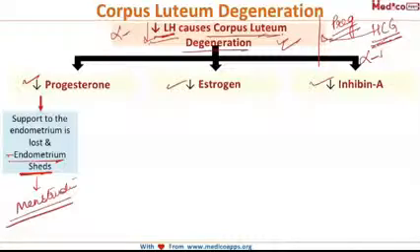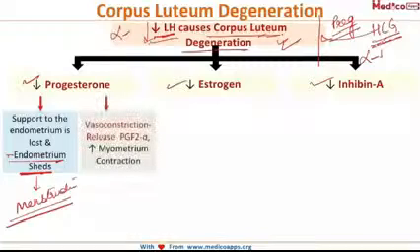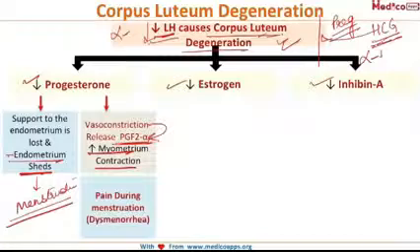Now, along with this, the progesterone, we know it is a smooth muscle relaxant. So if there will be decrease in the values of the progesterone, then it will subsequently lead to vasoconstriction. And because of this vasoconstriction there will be release of PGF2 alpha, a prostaglandin, and this PGF2 alpha increases the myometrial contractions, subsequently leading to dysmenorrhea, the pain during menses. So the pain during a normal menstrual cycle is because of the vasoconstriction leading to the release of PGF2 alpha, subsequently causing myometrial contraction.